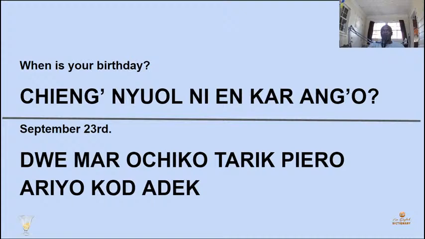Chieng nyuolni en kar ang'o. So now, remember the other one I was talking about, the day, the year. Chieng nyuolni en kar ang'o. What is the date? So that is dwe mar ochiko, tarik piero ariyo kod adek. So that is the 23rd of the 9th month.